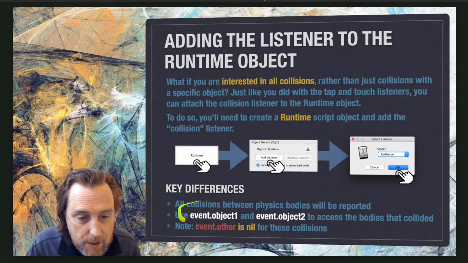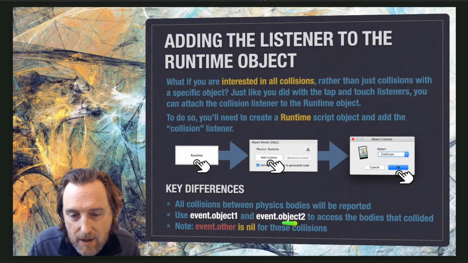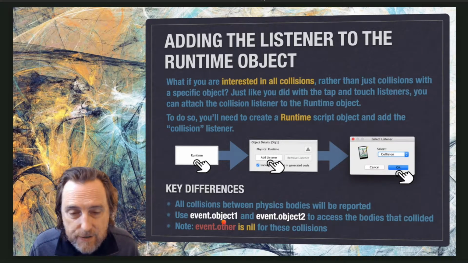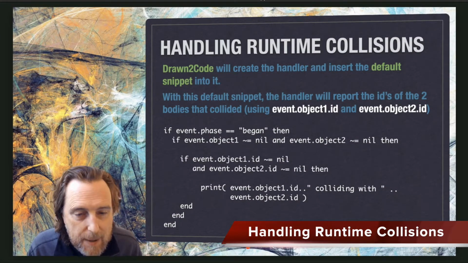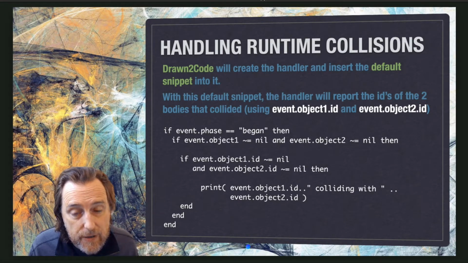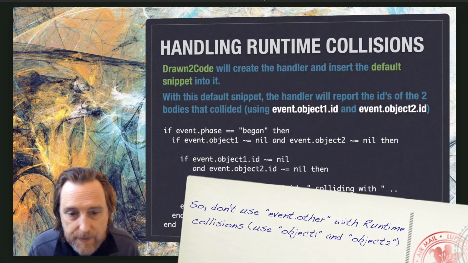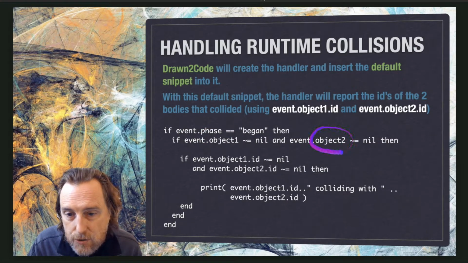The names of the two objects that collide are event.object1 and event.object2. Object 1 and object 2. So in the collision handler for the runtime, there is no event.other. It's a really common mistake to get used to using the syntax event.other, and then you might paste some code into the runtime collision handler, and it contains an event.other, and that'll cause an error when the collision first occurs. So instead, it's the syntax event.object1 and event.object2.